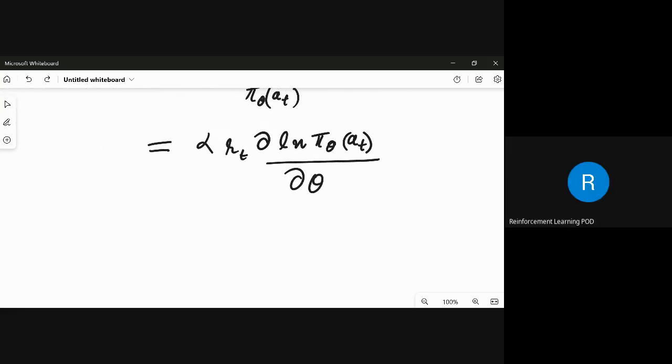Now I'll write one more variation of this equation, which involves the baseline.